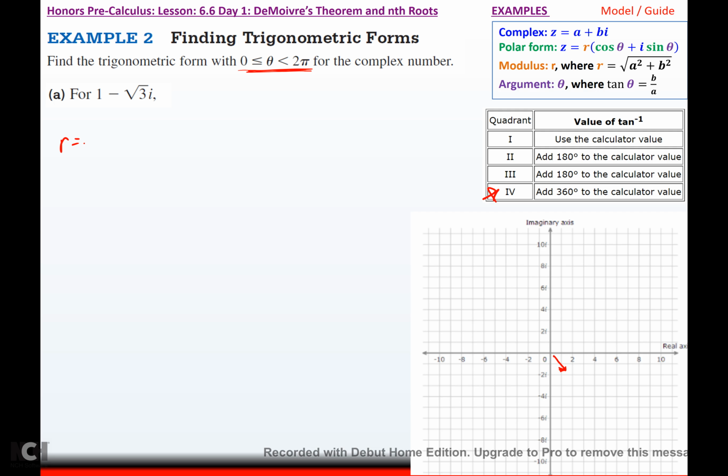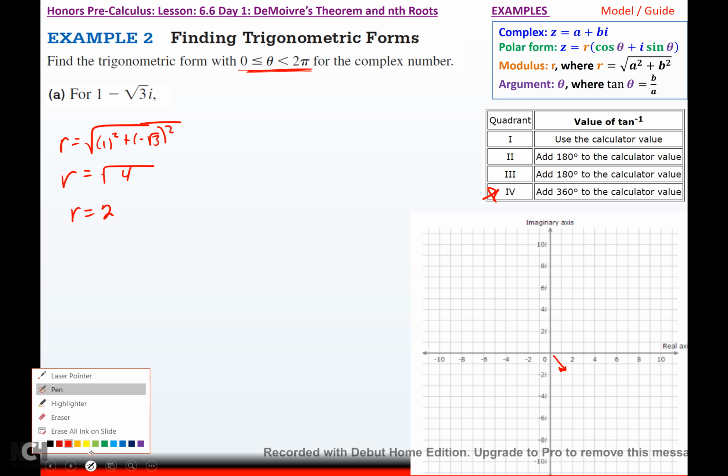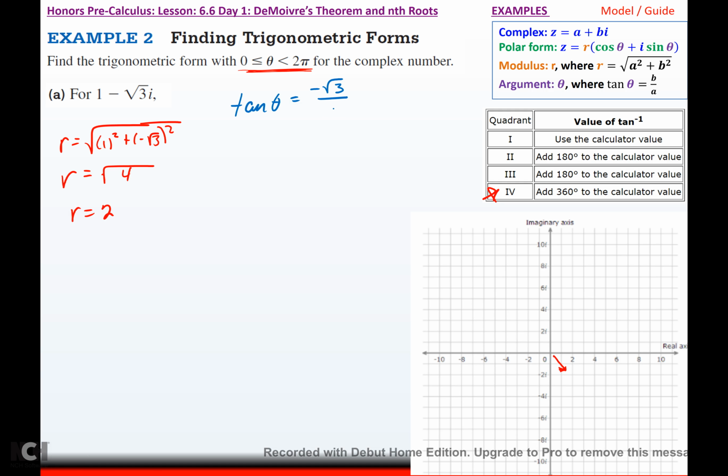Alright, so to get my r, I'm going to take the square root of 1 squared plus negative square root of 3 squared, which gives me the square root of 1 plus 3, which is 4, so my r equals 2. To get my theta, I'm going to say tan theta equals b, which is negative square root of 3, over a, which is 1. So tan theta equals negative square root of 3. You could also just use your unit circle to figure this out too, but calculator is easier.